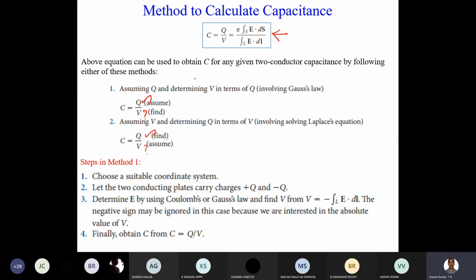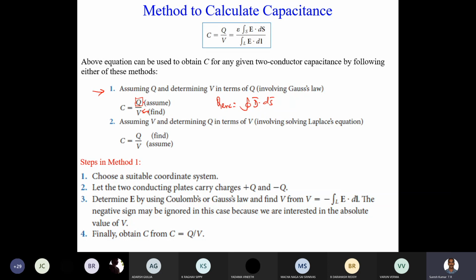Maybe the numerator can be assumed or the denominator can be assumed, and you can find the other value. So two approaches are there. If you take the first approach, what is assumed? Charge is assumed, and you need to find the potential. In that case, you can use Gauss's law, or even Coulomb's law. The charge enclosed equals the flux leaving the closed surface, D dot dS.